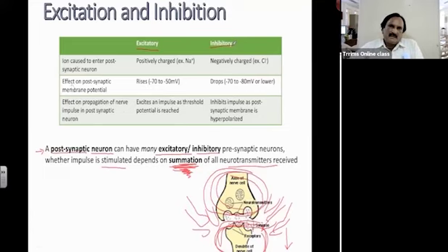Normally in the post-junctional membrane, it rises from minus 70 to minus 50, and then you have the local potentials, and after the local potential, there will be a spike potential, and then you have the development of the action potential. So the post-synaptic neuron can be either an excitatory neuron or an inhibitory neuron, depending upon the type of electrical changes which are occurring here.